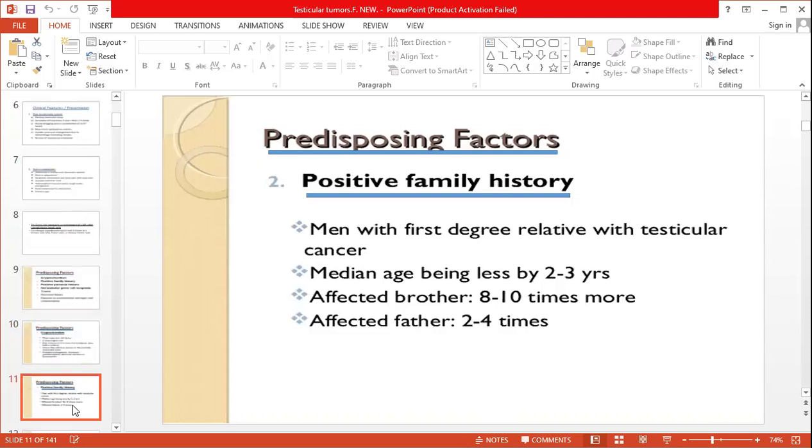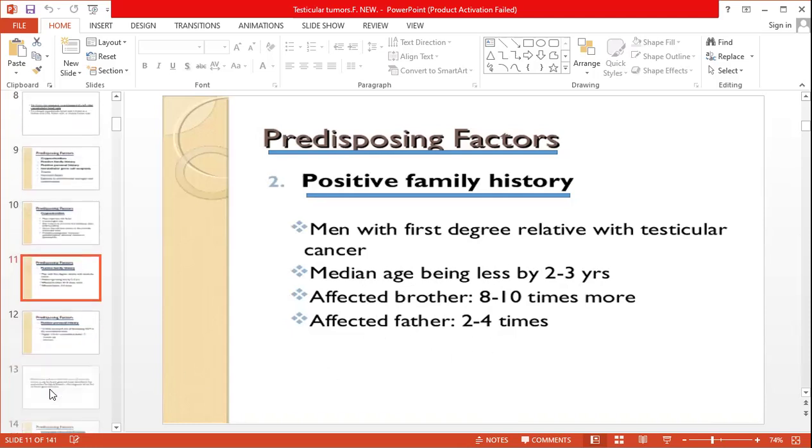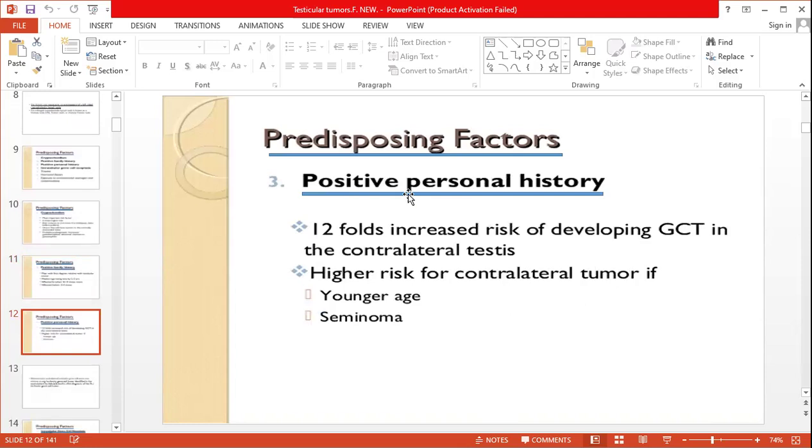Positive family history: men with first degree relatives with testicular cancers, with median age being less than 2 to 3 years, affected brothers and affected father, carry 2 to 4 times the risk. Positive personal history gives a 12-fold increased risk of developing germ cell tumors in the contralateral testis, that is the second testis.